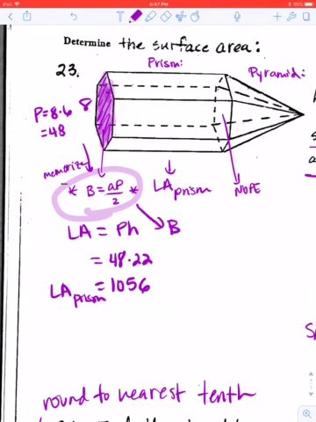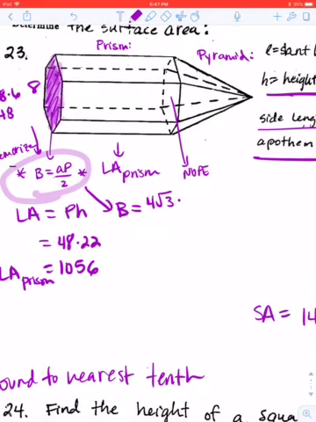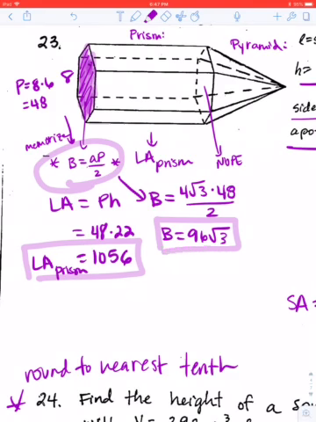Capital B is apothem, which I told you was 4 square root of 3. Remember, right here, I told you that. Perimeter, we already said, was 48. Divide by 2. So that's going to be 96 square root of 3 for the area of your base. Okay, so here's what I have so far. Lateral area of the prism, area of the base. Remember, I'm adding that once.